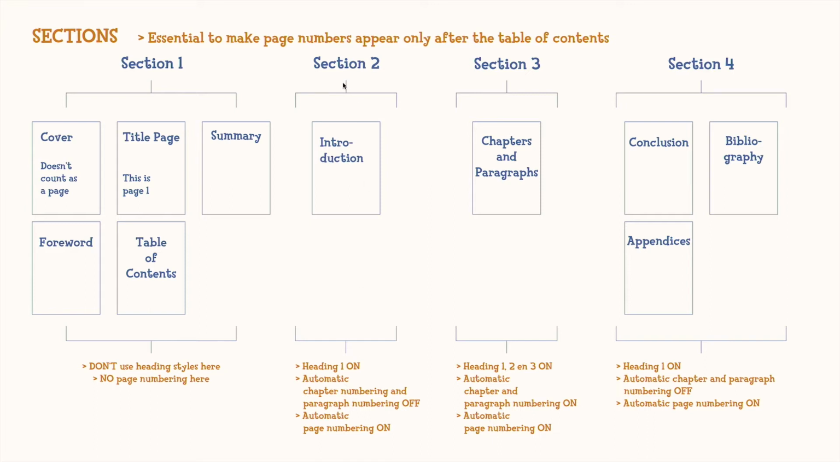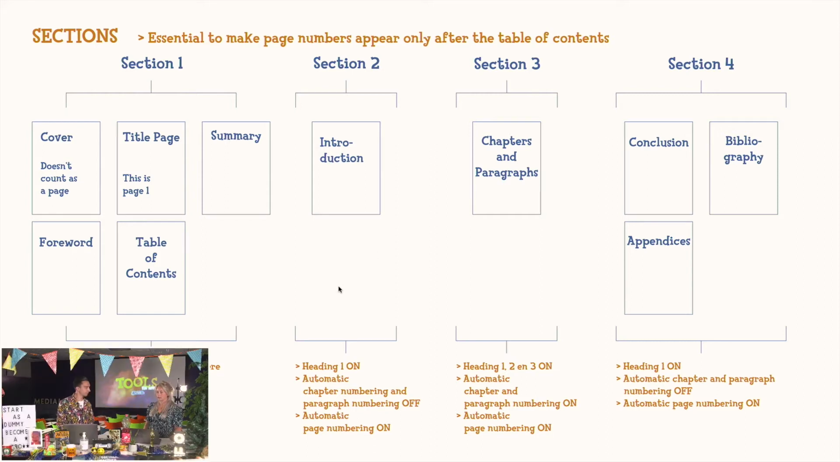And from section 2 onwards, we need to have the automatic page numbering on, because everything from section 2 up to section 4 will be added to the table of contents. Yes, it sounds a little bit complicated, but once we build up the document, it's going to be more clear for you guys. So let's start with building up the actual document with section breaks.